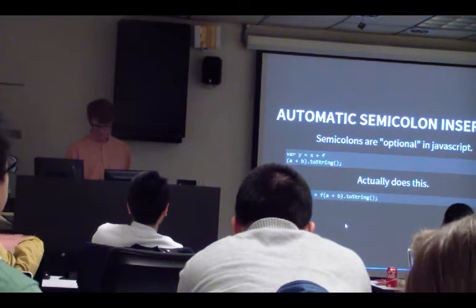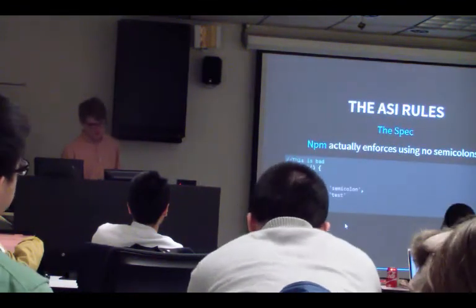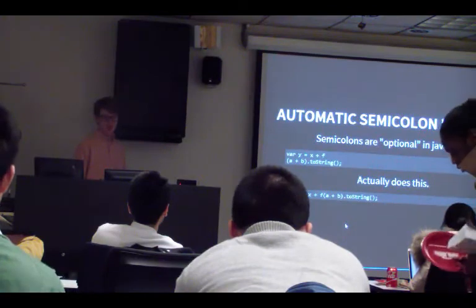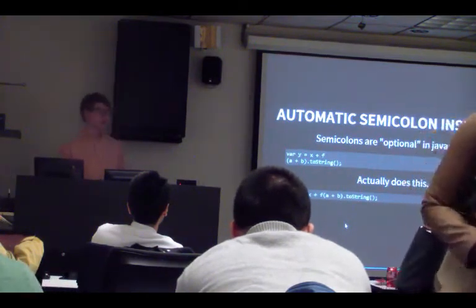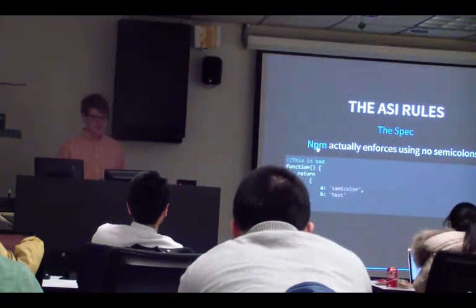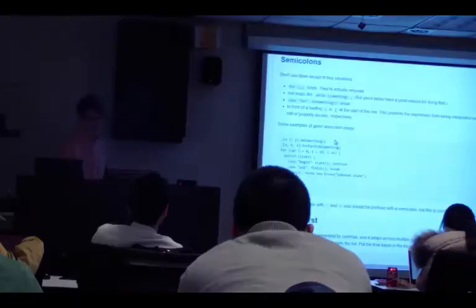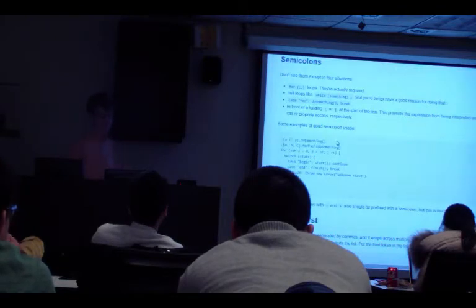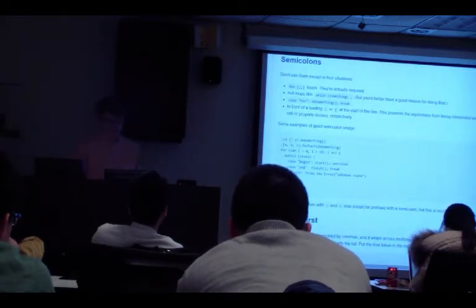There are some other cases. Let's see, the next slide. We could go into the specifics of the rules, but if you know the rules, you never actually have to put a semicolon at the end of the line. Instead, you put semicolons at the beginning of the line. NPM is one project that follows this guideline, where they say no semicolons at the end of the line. And their JavaScript looks kind of weird.